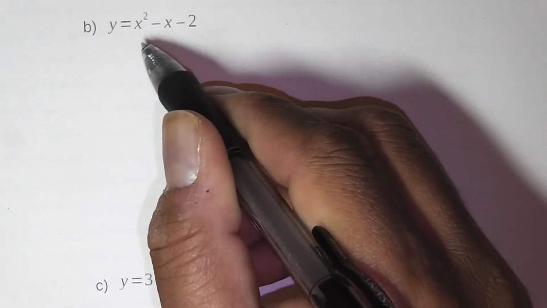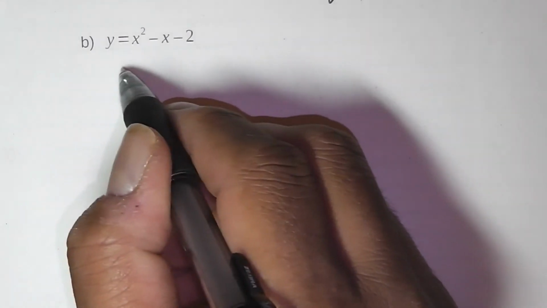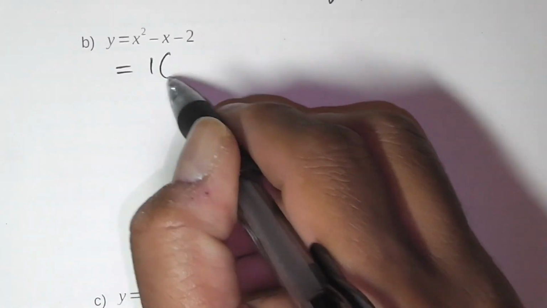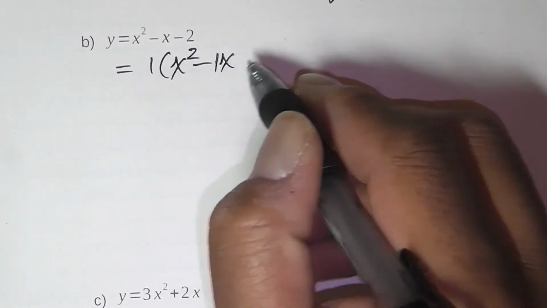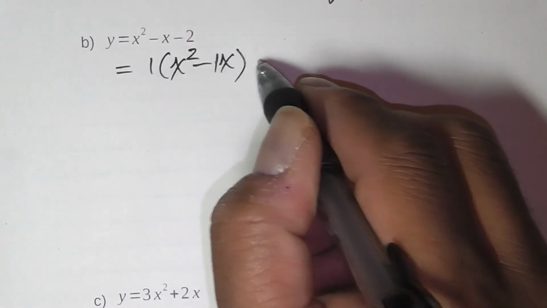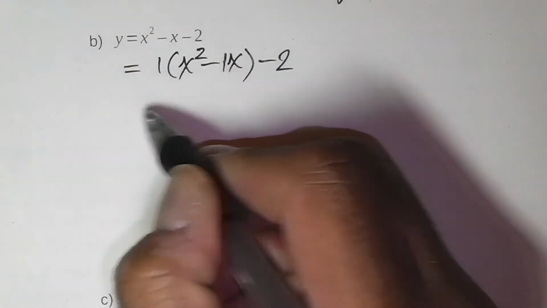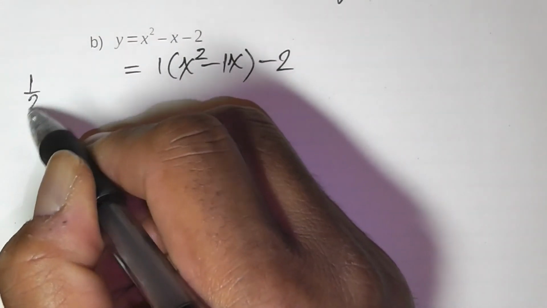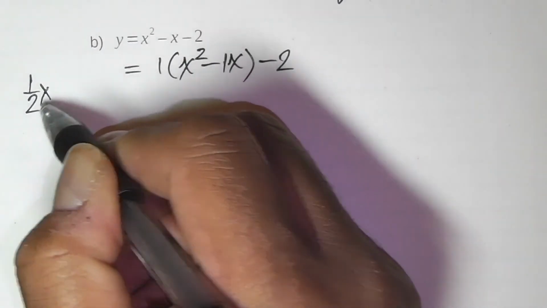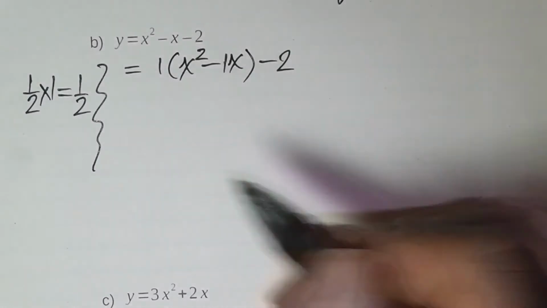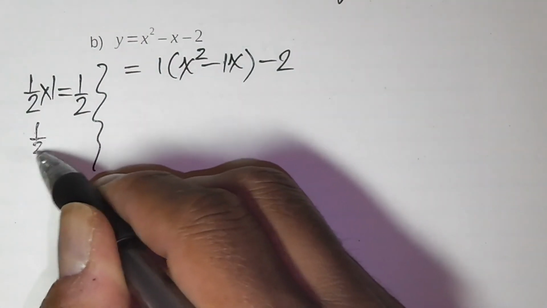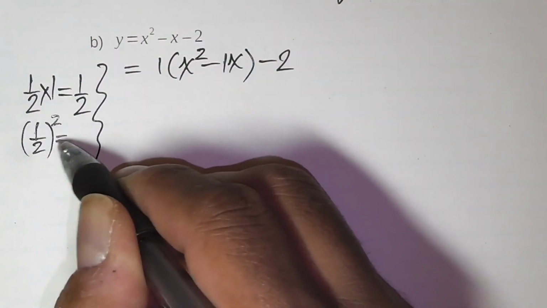So the coefficient of x squared here is 1. So that's going to look like 1 times x squared minus 1x. And outside I have my negative 2. When I put these extra numbers in, it makes it easier for you to find the number. Watch. 1/2 times 1 is just 1/2. And 1/2 squared is 1 over 4.